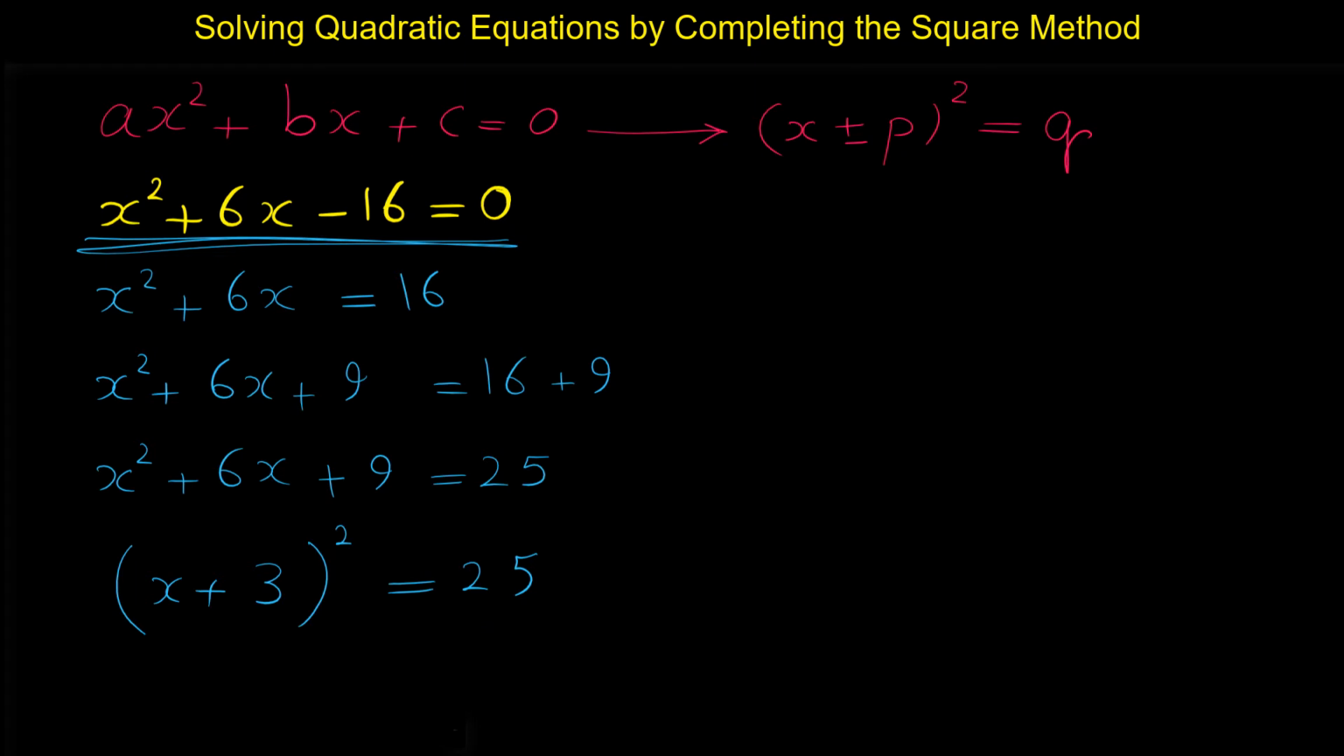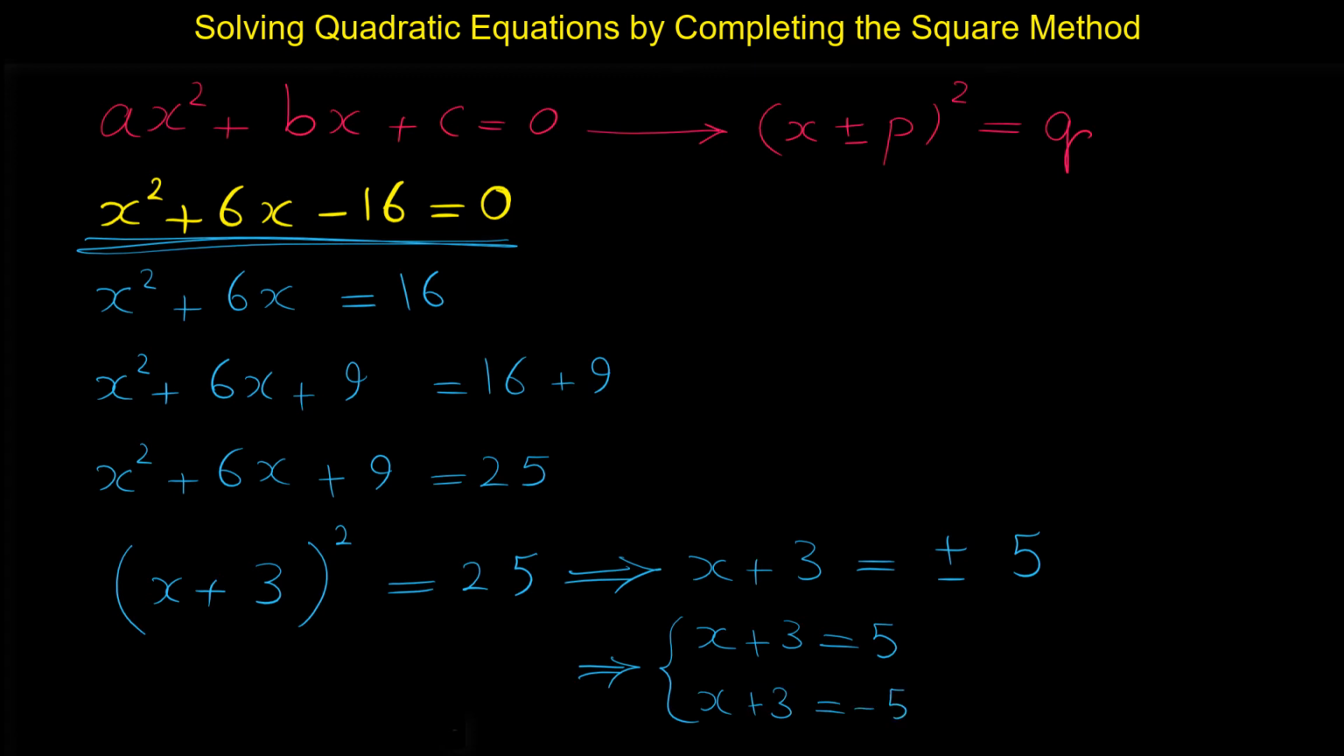After we get to this form, we have to take the square root of the left side and the right side of the equation. If we take the square root of the left side and the right side of this equation, we have x plus 3 equals plus or minus 5. Note that the square root of 25 is 5. And don't forget to put plus or minus. Now we have two equations: x plus 3 is 5 and x plus 3 is negative 5.